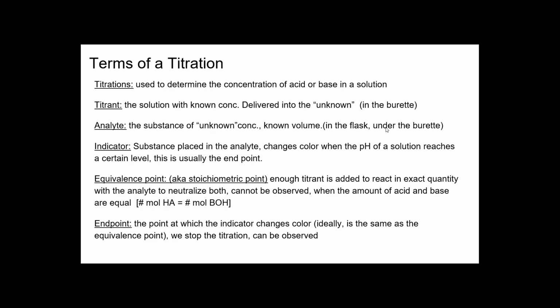An indicator, in this case a pH indicator, is a substance placed in the analyte. It will change color when the solution reaches a certain pH. That is the endpoint, when the titration stops.